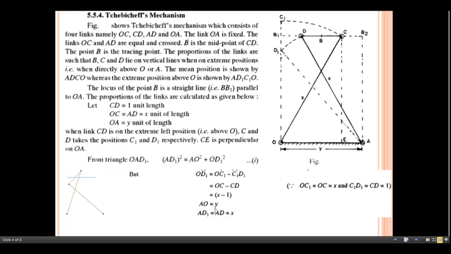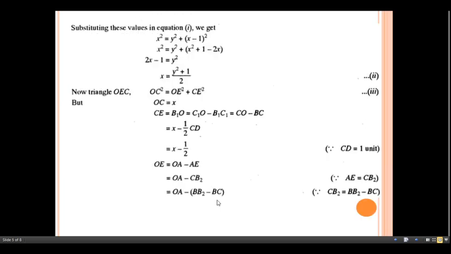Now substitute the values: OD1 as X minus 1, then OA equals Y, into this relation. So what about AD1 square? AD1 square is nothing but X square. And AO is already with us as Y, and OD1 is nothing but X minus 1. So in this way I can write that relation.